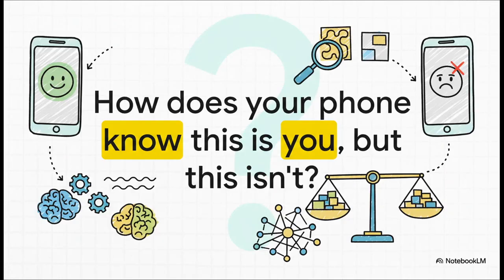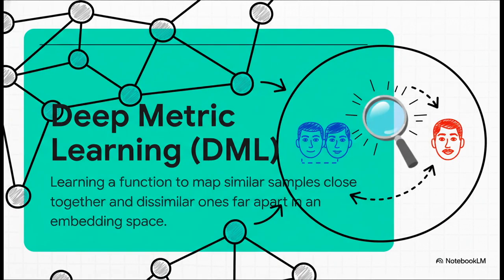You know, it all starts with a question you've probably asked yourself. How in the world does your phone know it's your face and not someone else's? It feels like magic, right? But it's not. The secret is all about teaching a machine to measure similarity. And that, right there, is the big problem deep metric learning is trying to solve. So let's break that down.